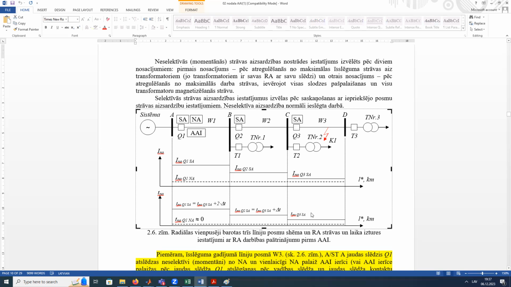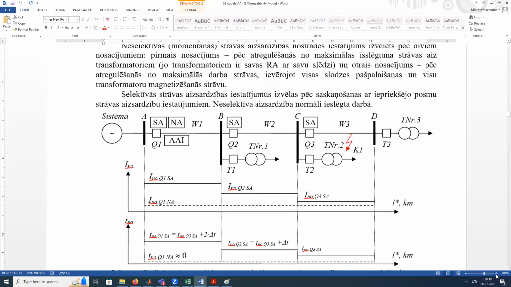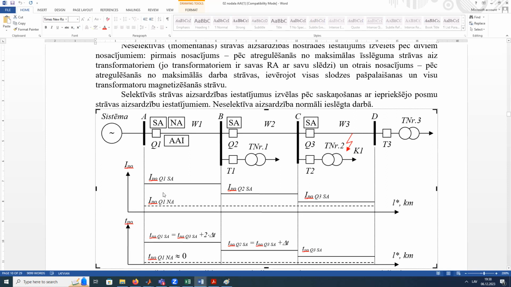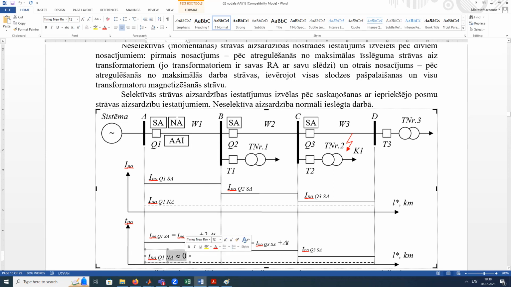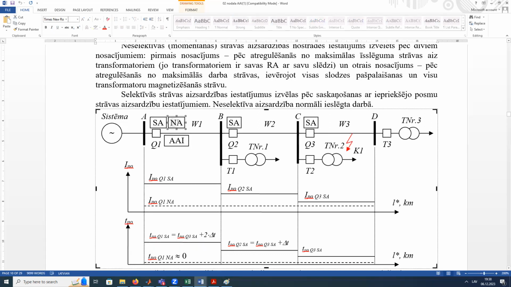And here we could see how the scheme operates. This axis is for current values, and this is for time delays. You could see that the unselective protection time delay is 0, it's the lowest one, so it operates immediately. But you see here the current set points for each relay. For example, this one is 150, this one is 700, and this one is 1000.